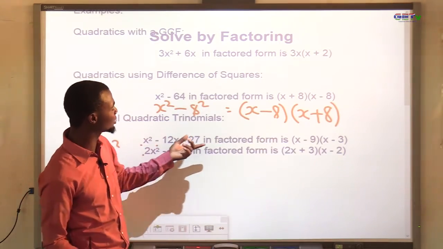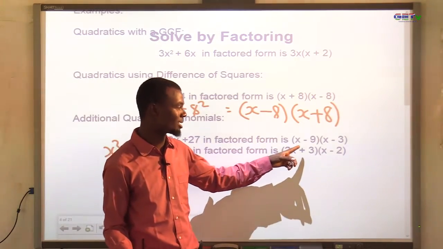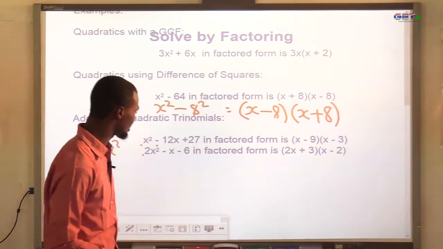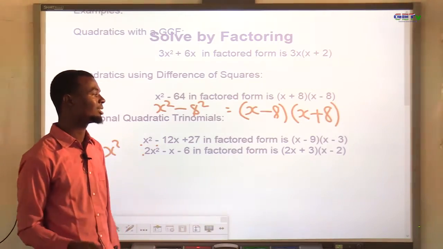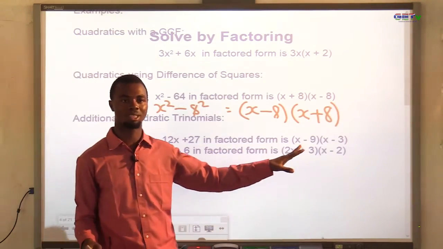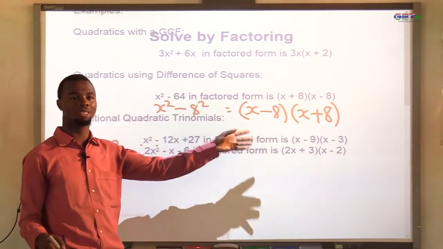If you factorize this quadratic trinomial, it will give you in this form. That is x minus 9 into x minus 3. Now let's see how it happens. How do we have x minus 9 also into x minus 3? And if you factorize this, you will also have this in this form. In the slides coming, we will see how this is factorized.